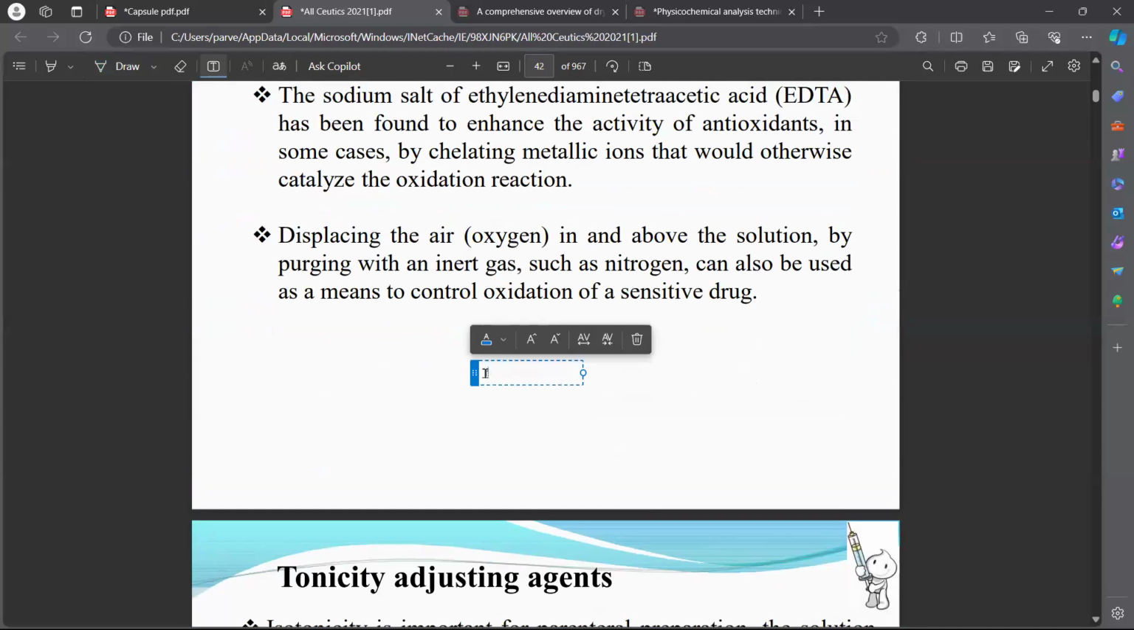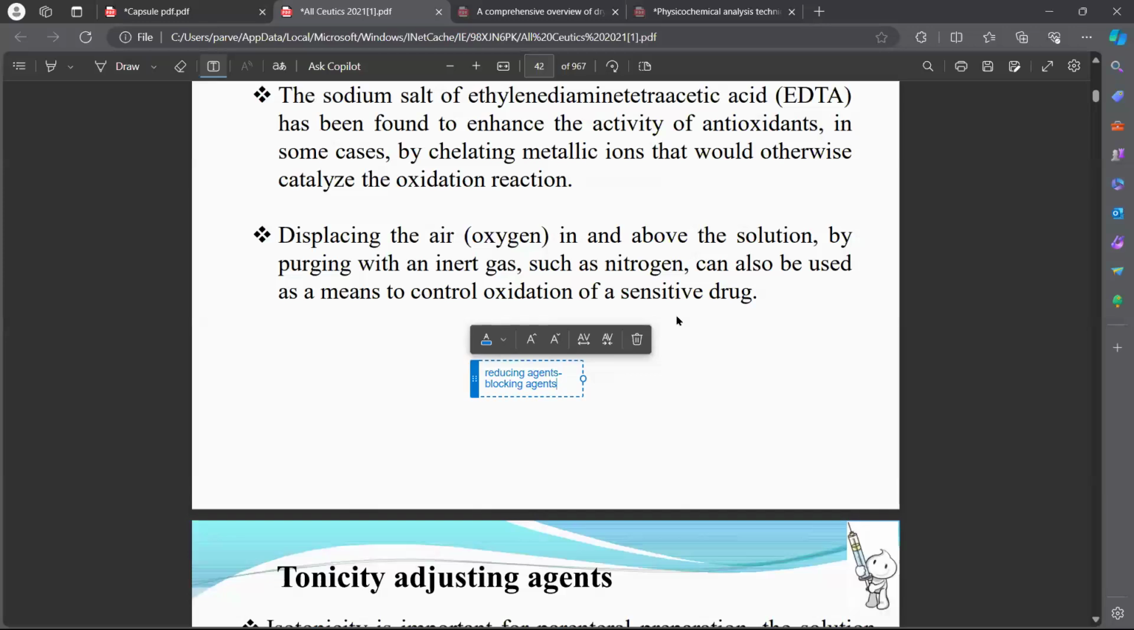First one, reducing agents. Do anyone know the examples of reducing agents under the class of antioxidants? Sodium metabisulfite, ascorbic acid, etc. Great, guys. Next, blocking agents. Examples: ascorbic acid ester, BHT, BHA, propyl gallate, tocopherol. These are all examples of blocking agents.